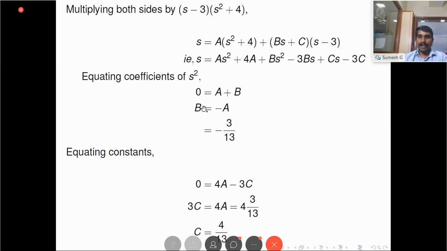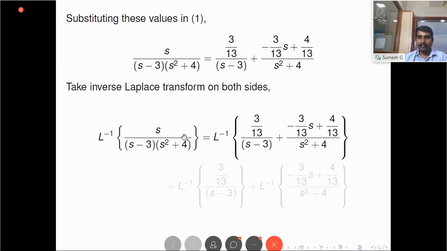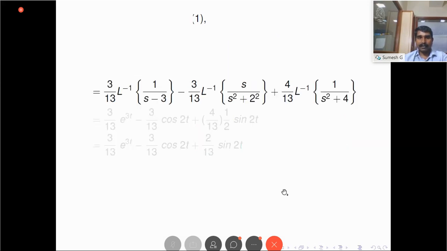We have the values of a, b and c. These can be substituted in equation 1. So equation 1 becomes s by (s minus 3) into (s square plus 4) equal to expression in the RHS. Now we can find inverse directly. Take inverse on both sides. Here we can apply the linearity property. Take constants outside. We can split the corresponding terms.